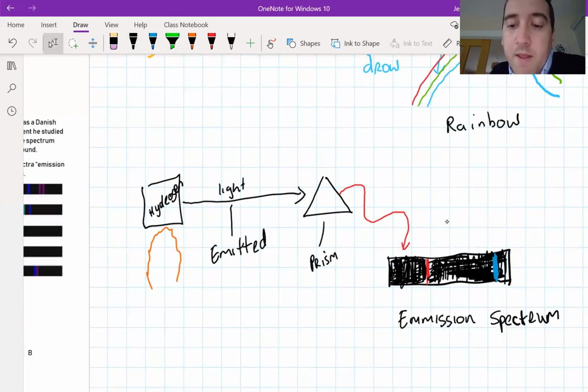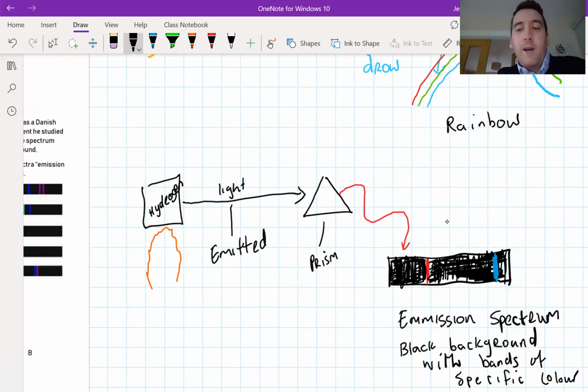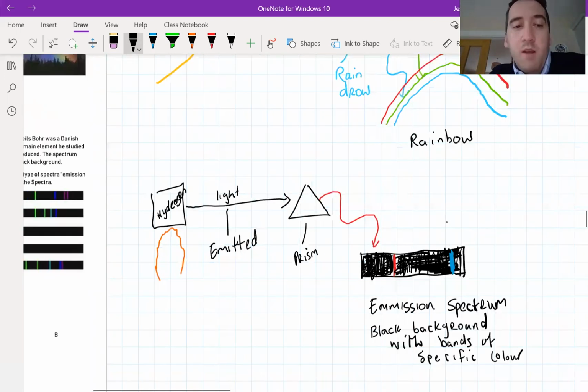And how would we describe this? We would say it's a black background with bands of specific colors. So this is what Bohr was studying, and he discovered the emission spectrum.